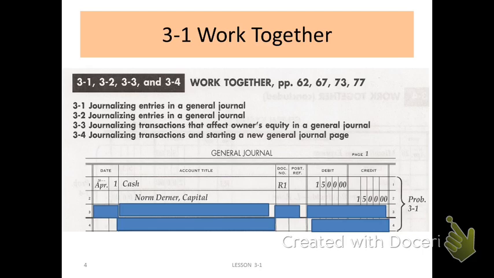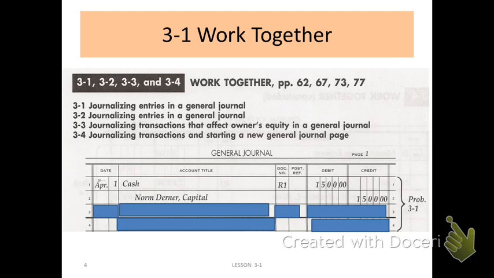So you can see that the first line of every transaction has a little bit more information than the second line. On the first line, we have the date, we have the debit account title, we have the source document, we have the debit amount. The second line has the credit account title and the credit amount. So there's not as much information on the second line.